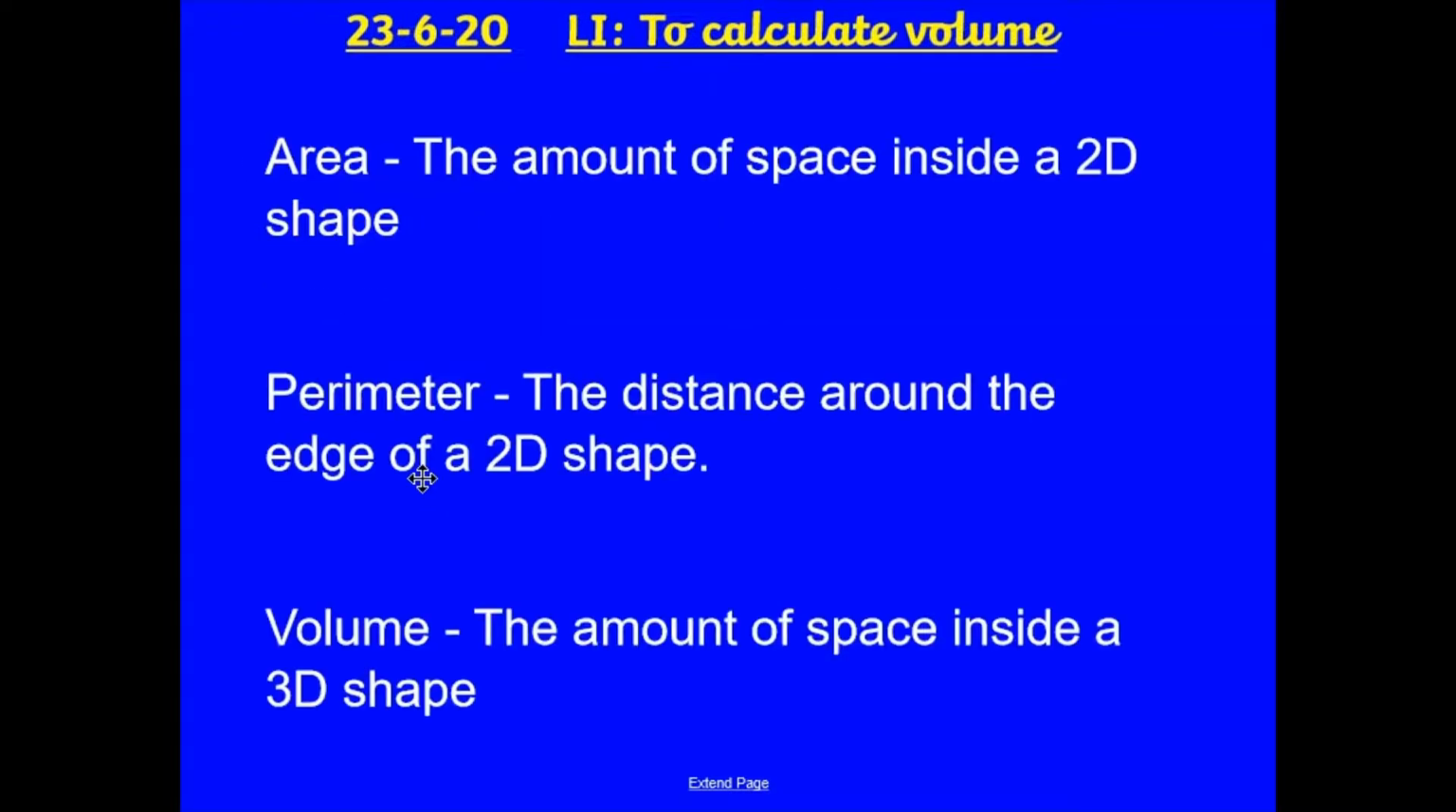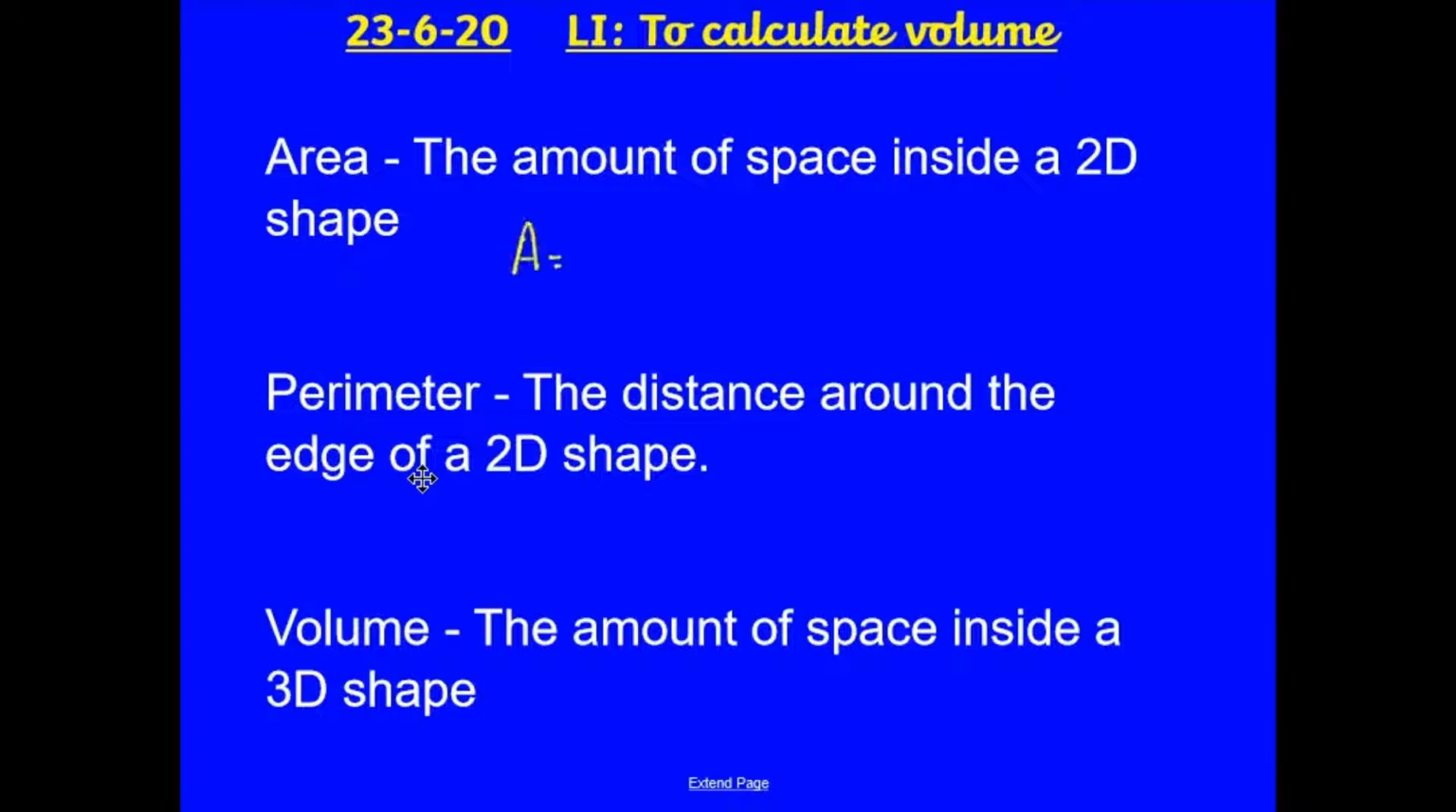Now then, yesterday we were looking at area and perimeter, and we know that area is the amount of space inside a 2D shape, and perimeter is the distance around the edge of a 2D shape. Well, volume is also linked to this area, but volume is the amount of space inside a 3D shape.